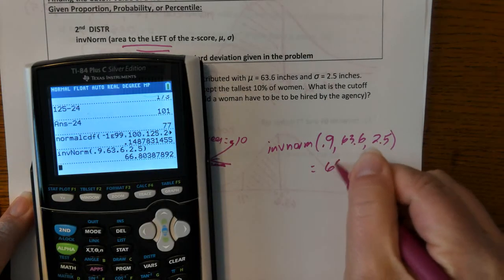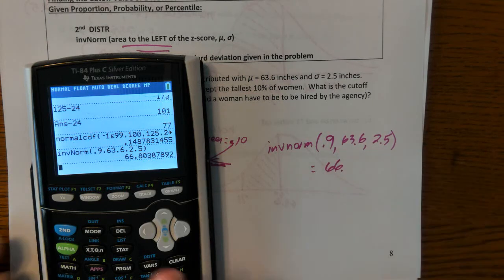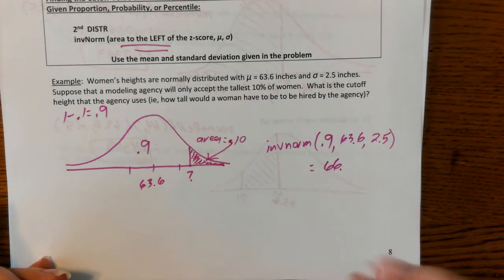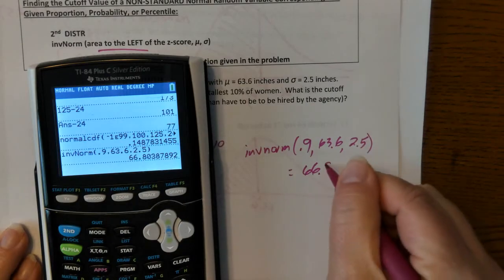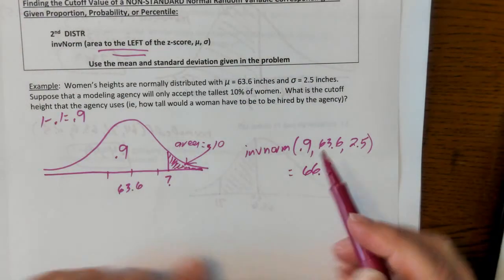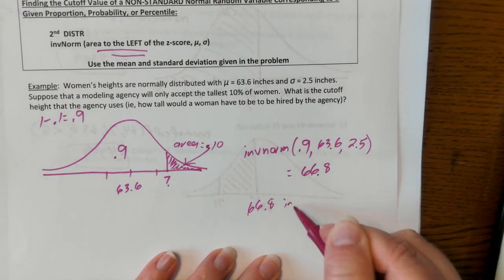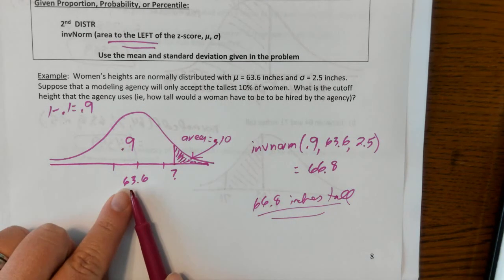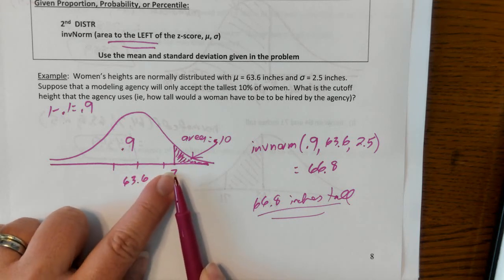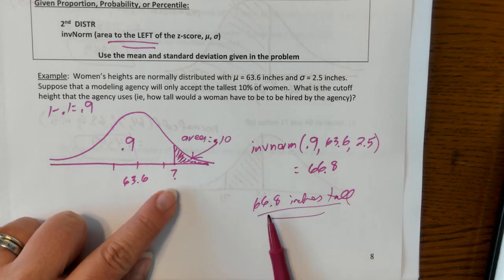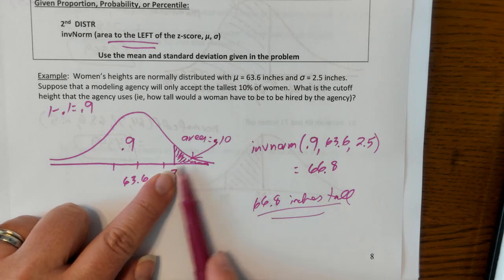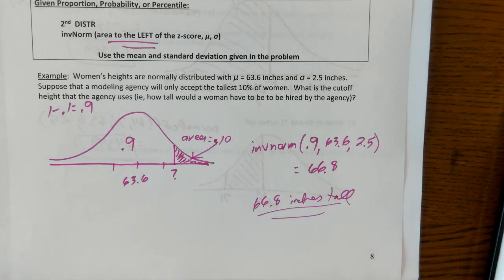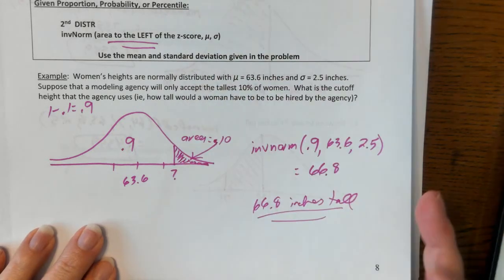So 66.8. Actually, we should probably round to whatever place they were rounding here. Since the mean and standard deviation were rounded to tenth place, we'll round to tenth place as well. So 66.8. Now notice 66.8 inches tall is a reasonable cutoff because our mean was 63.6. We expect it to be tall women that they're interested in. In fact, you've got to be 66.8 inches tall to be in for the cutoff for that top 10%. By the way, that's almost 5'7", before they would be interested in you.